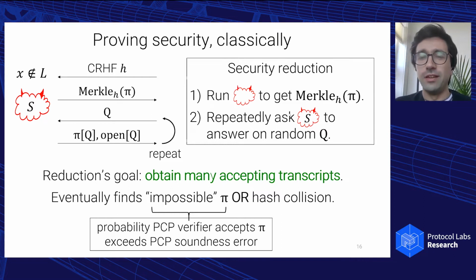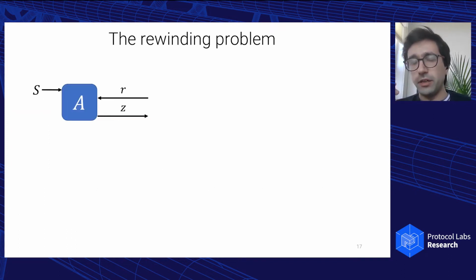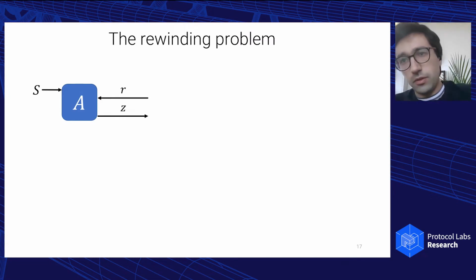Great. Okay. All right. So given that we're comfortable with this, I'm going to explain now why this does not work in the quantum setting. To do that, I'm going to abstract the problem away a bit. So rather than talking about protocols, I'm going to talk about this abstract rewinding problem. You have some algorithm A, and it takes as input an internal state S and a random string R, and it outputs some Z.